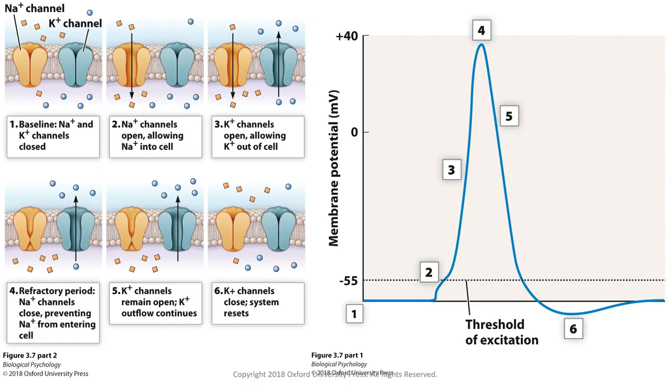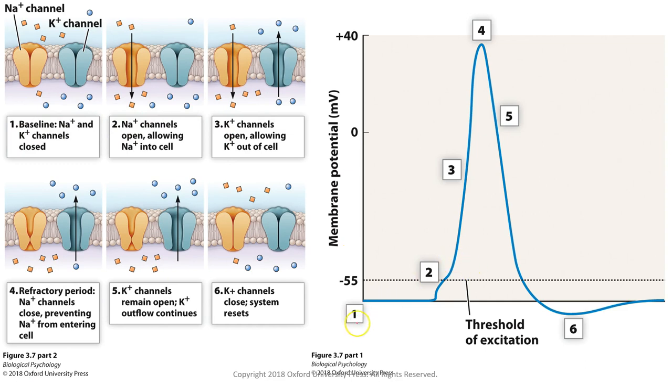This is an image from your textbook kind of illustrating the same thing that we just talked about, but in one figure. So here they're using the threshold of excitation as negative 55 millivolts, but it's pretty much the same. So once the threshold of excitation is reached, an action potential is generated, and these numbers represent the different events that happen that we talked about.